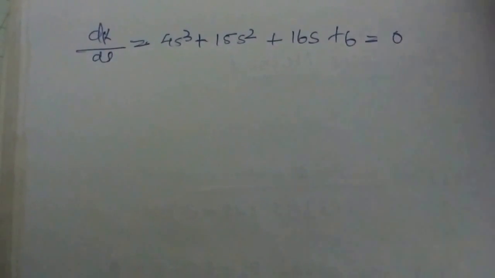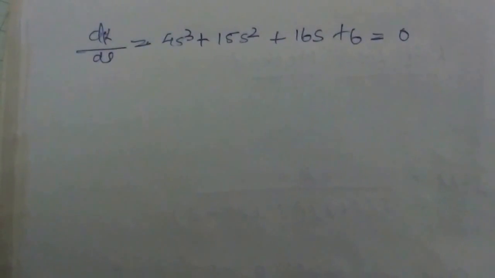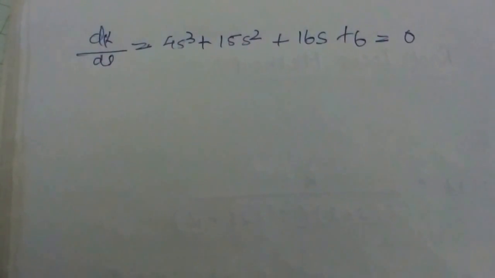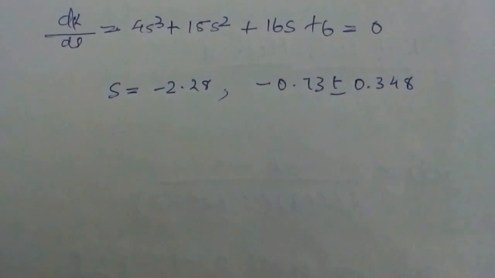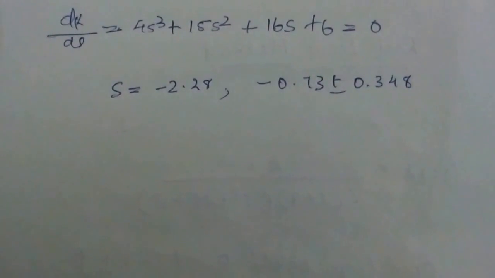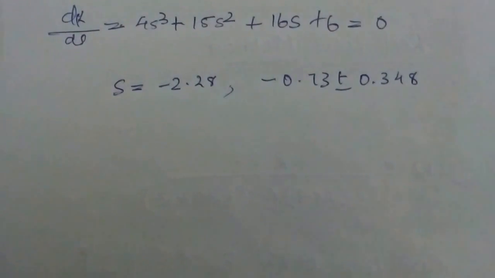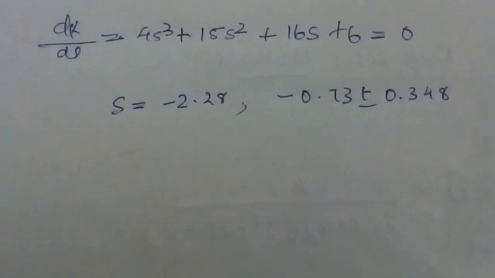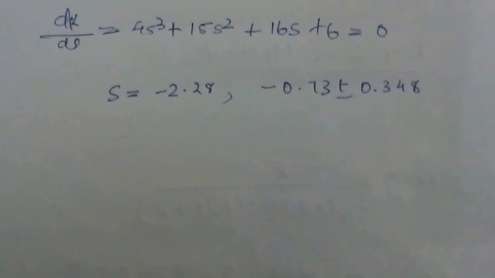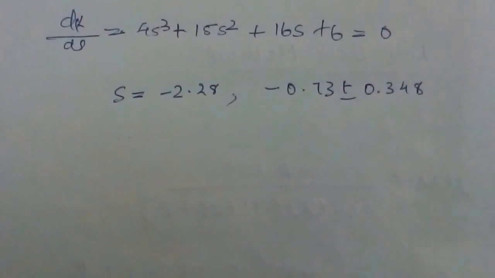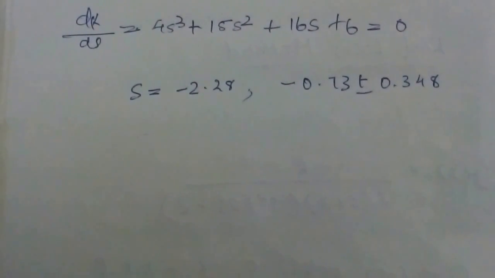So this is the derivative of the equation that we have for k. Solve this equation and find values for s. So these are the values for s, that is minus 2.28 and minus 0.73 plus or minus 0.348. So which will be the breakaway point? We need to find which among the values of s is the breakaway point.